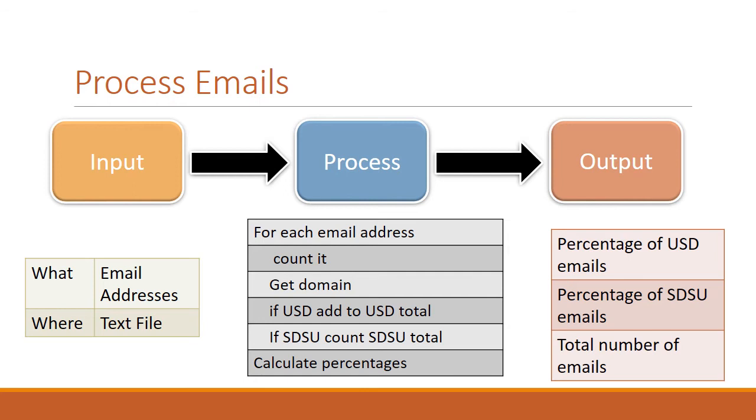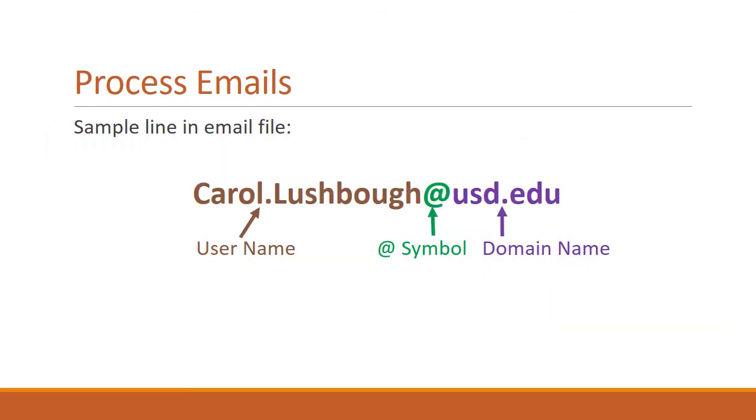The output will be comprised of the percentage of the USD emails, the percentage of the SDSU emails, and the total number of emails processed. Just a reminder that an email address is generally comprised of three parts. The first part is the username, then we have the @ symbol, and then we have the domain. So the domain and username are separated by the @ symbol.